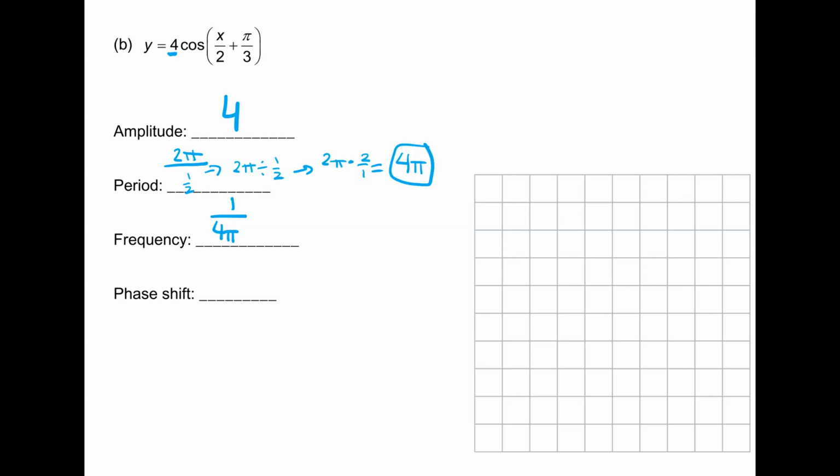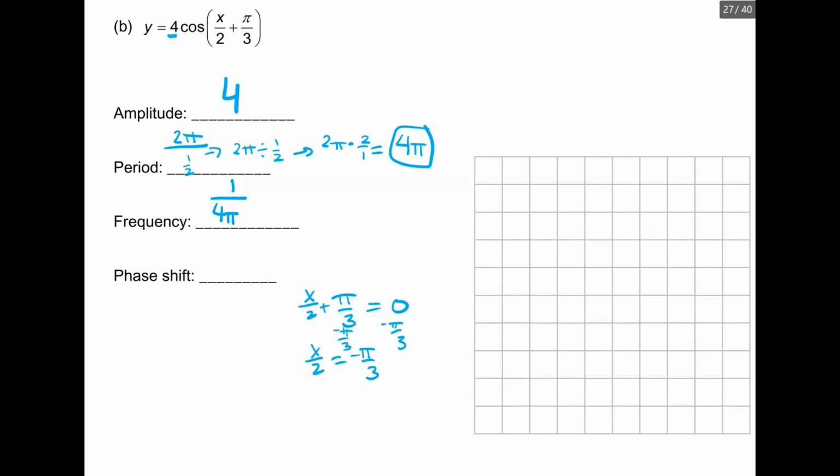And the phase shift, Leah. I think I had you do that last time. All right, awesome. Let's knock it out again. x over 2 plus pi over 3 equals 0. So subtract pi over 3 on both sides. And then lastly, what do I need to do, Leah? Multiply by 2 on both sides. So I see the phase shift is negative 2 pi over 3.